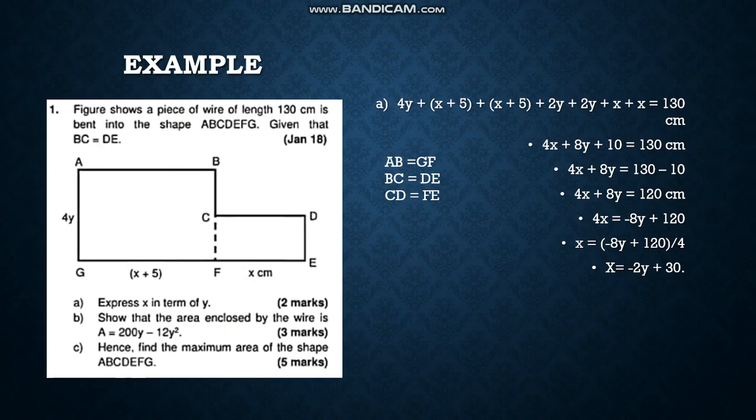Okay, for this question, we can use the way that we solve parametric equations, since the question already gives us the total length of wire, which is 130 cm. Therefore, we will get 4x plus 8y plus 10. For the BC part, we can see that AG is 2 times larger than BC. So we can conclude that BC is 2y and BC is equal to DE. And then we take 10 to the right side, and then we solve it, and we get x equal to -2y plus 30. Moving on to the next slide.